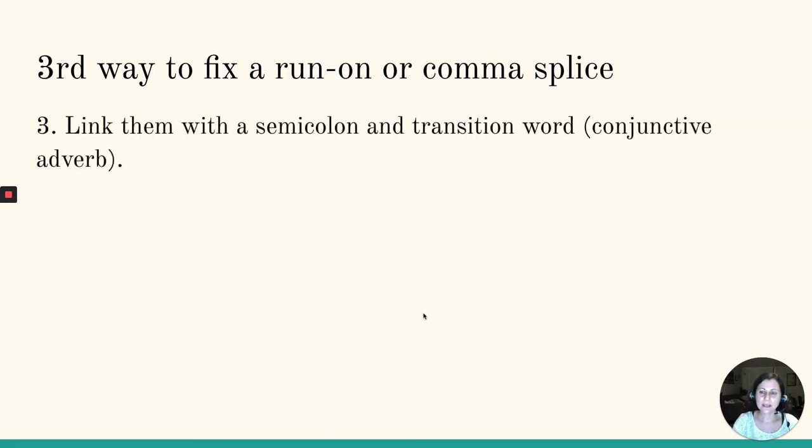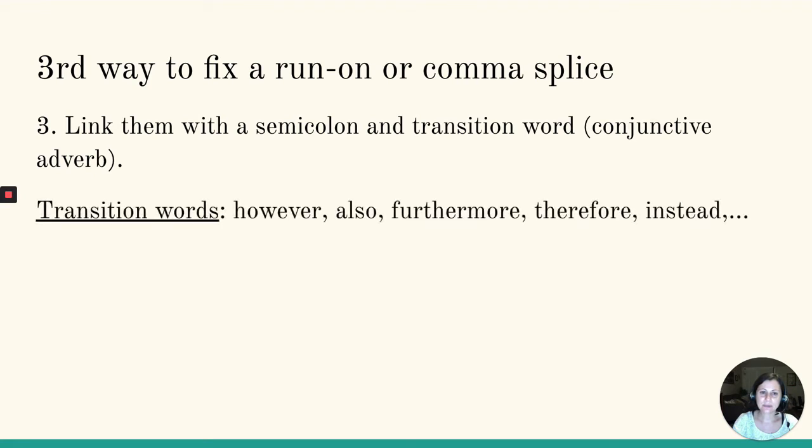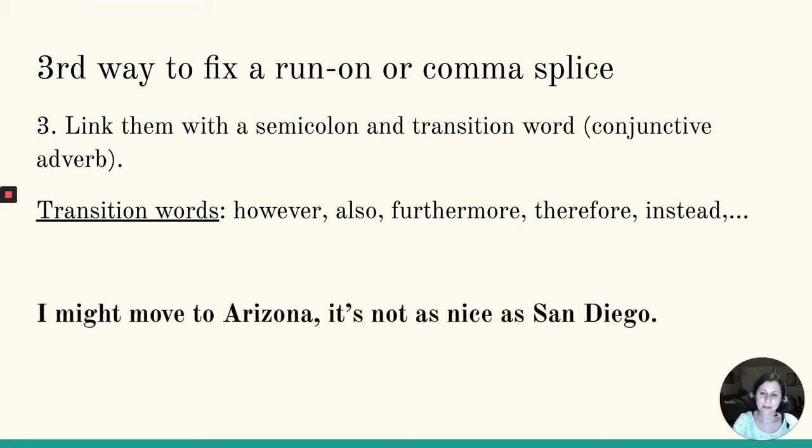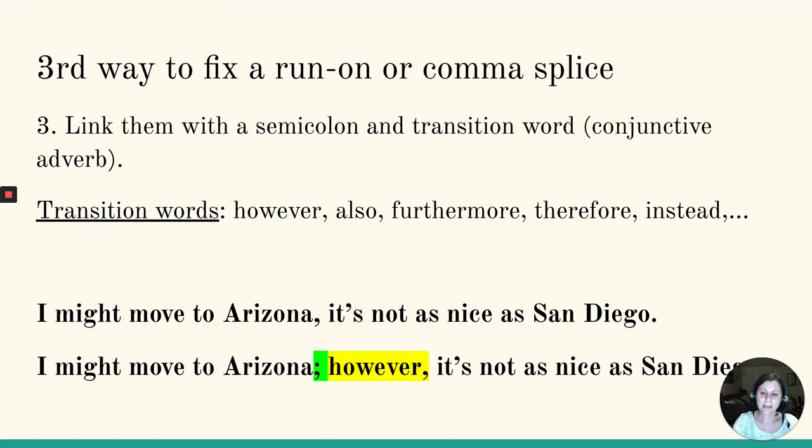The third way is to link them with a semicolon and a transition word, or what we call a conjunctive adverb. However, also, therefore, furthermore, instead. These are examples of transition words. There are more, but these are some examples. I might move to Arizona. It's not as nice as San Diego. I could say, I might move to Arizona; however, it's not as nice as San Diego.